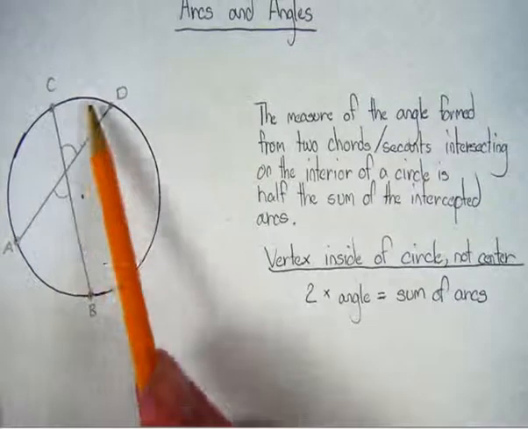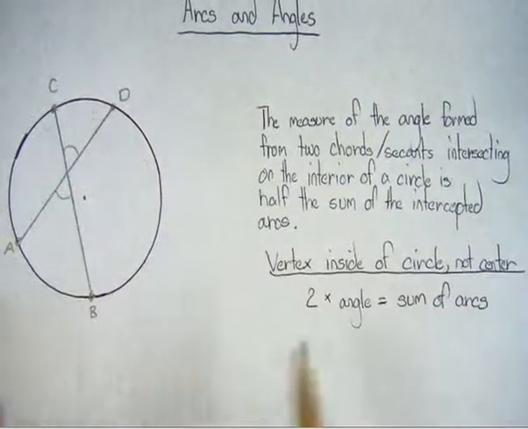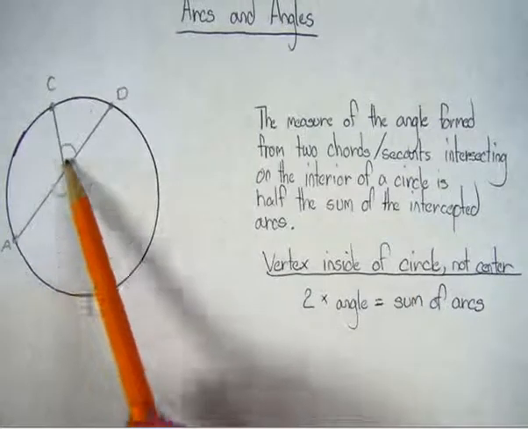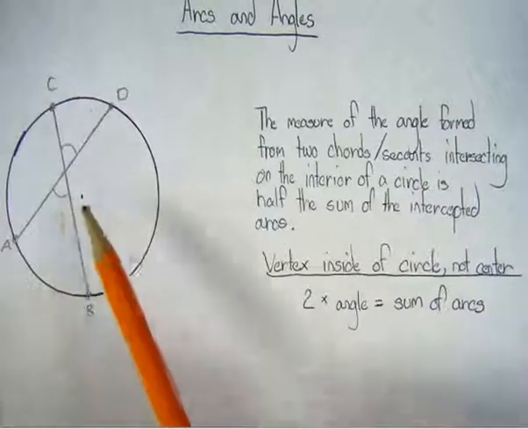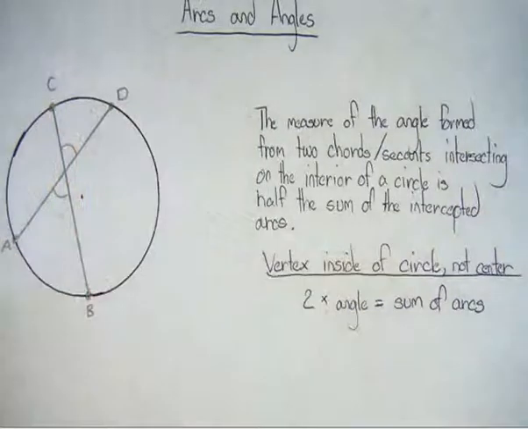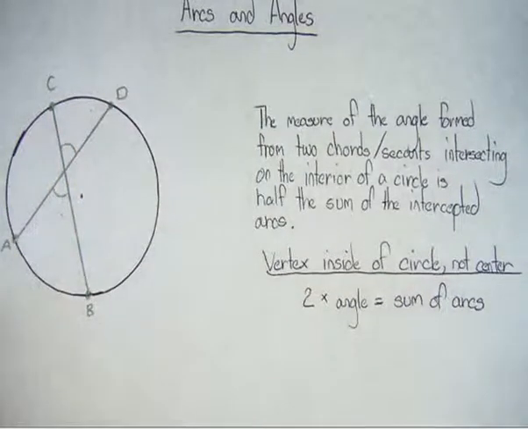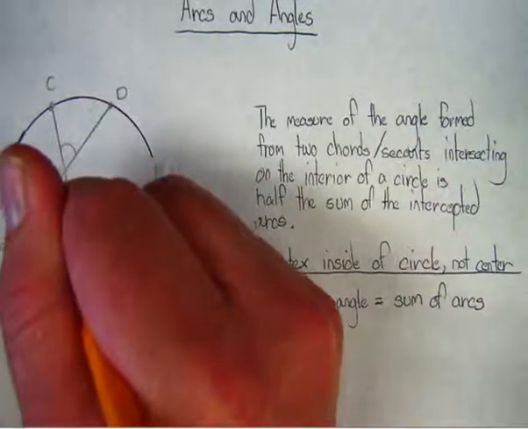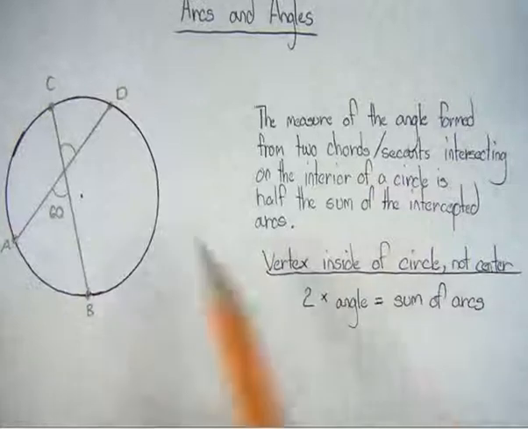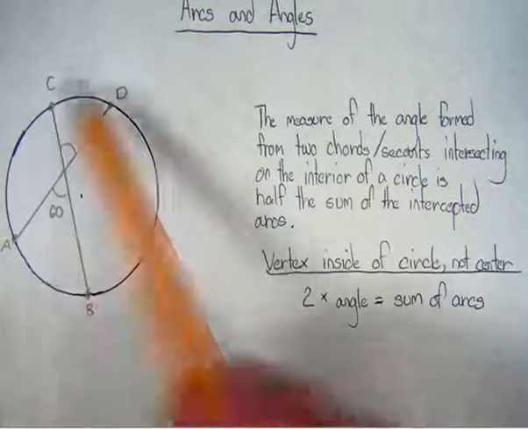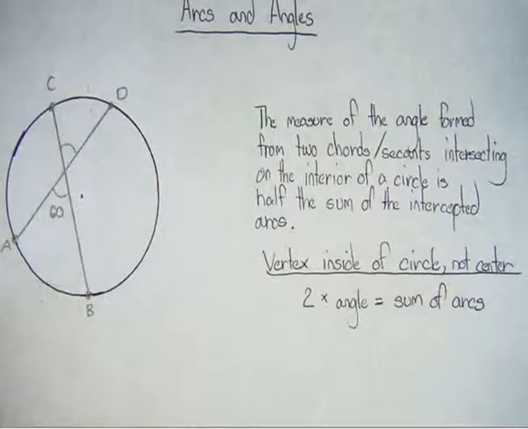But if we want to know either the measure of the arcs or the measure of the angles, the way we can do this is by knowing that if I take whatever one of these angles is and I multiply it by 2, that's the same as the measure of the sum of these arcs. For instance, if my angle is, say, 60 degrees, then the sum of these 2 arcs would be twice that. So the sum of this arc plus this arc would be 120 degrees.